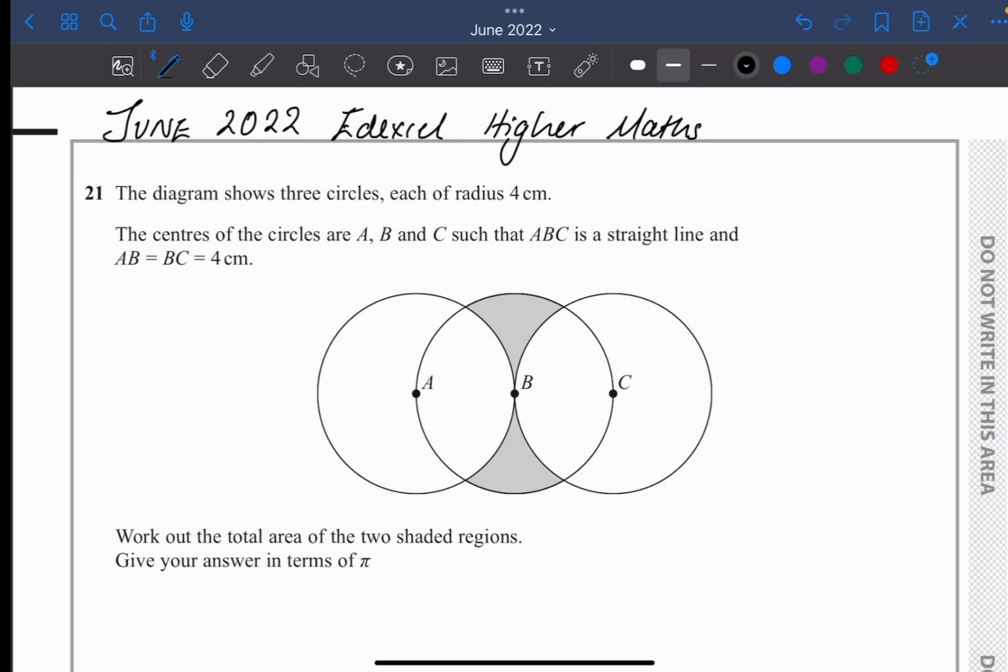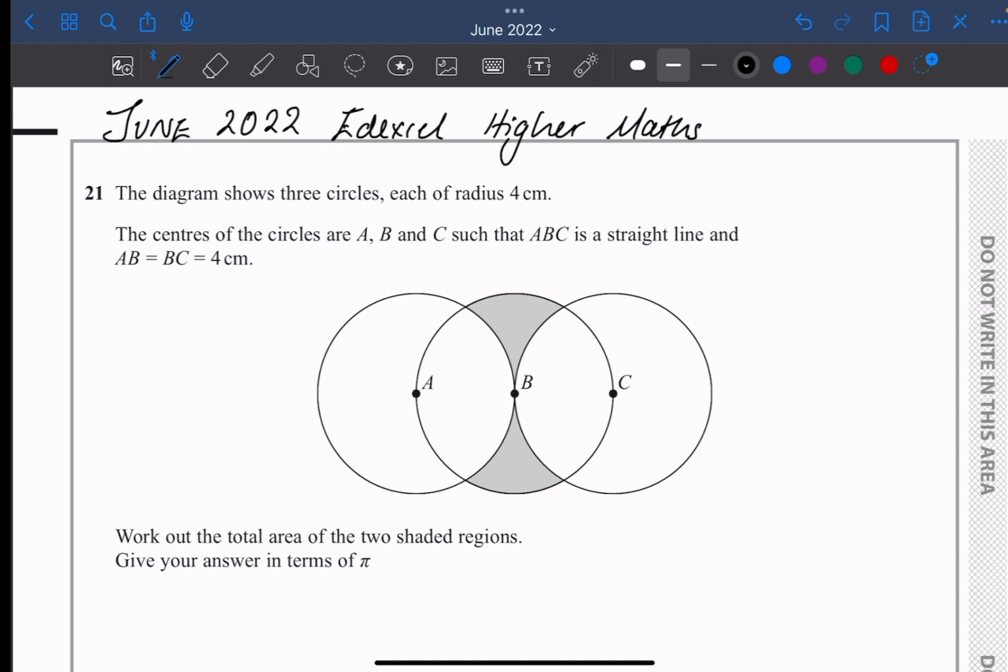So today we're going over the June 2022 Edexcel Higher Maths paper. We'll go over question 21, which is the last question in the paper. Probably one of the hardest questions in the paper, just testing a bunch of different topics. So let's dive straight in.